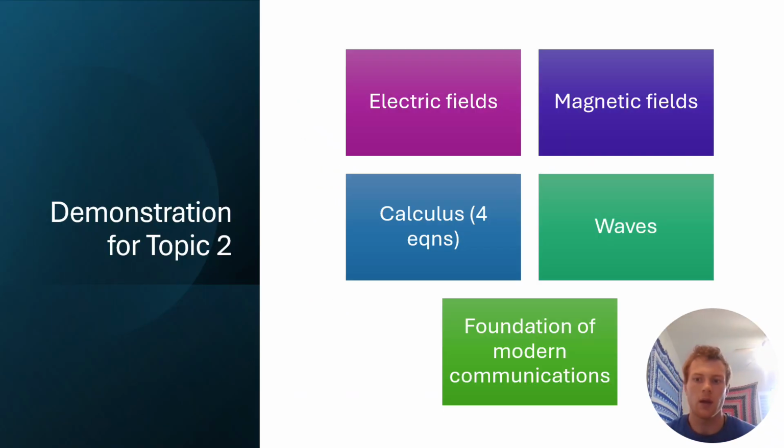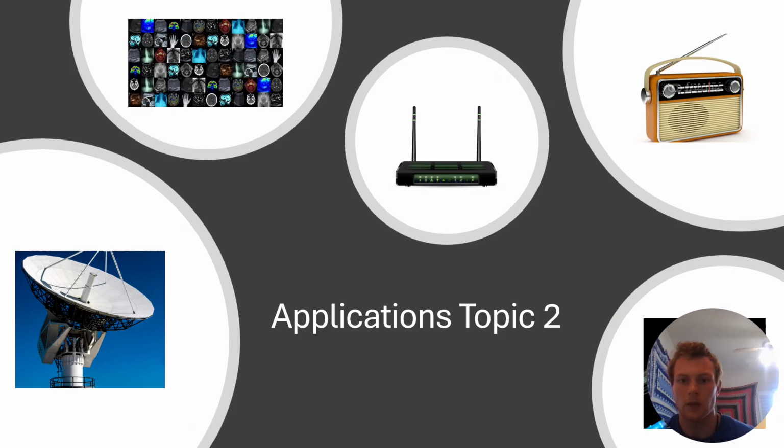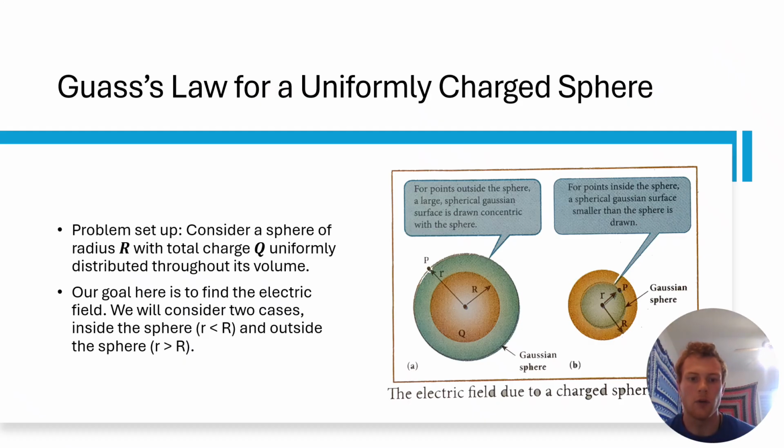This topic demonstrates how electric fields and magnetic fields relate, the calculus behind that relation, the properties of the waves, and the foundations of modern communications. There are a lot of technologies applicable to this topic. Anything that involves the electromagnetic spectrum is going to be included, such as Wi-Fi routers, radios, or even medical technology. Anything related to magnetic fields and their relation with electric fields is applicable for this topic.